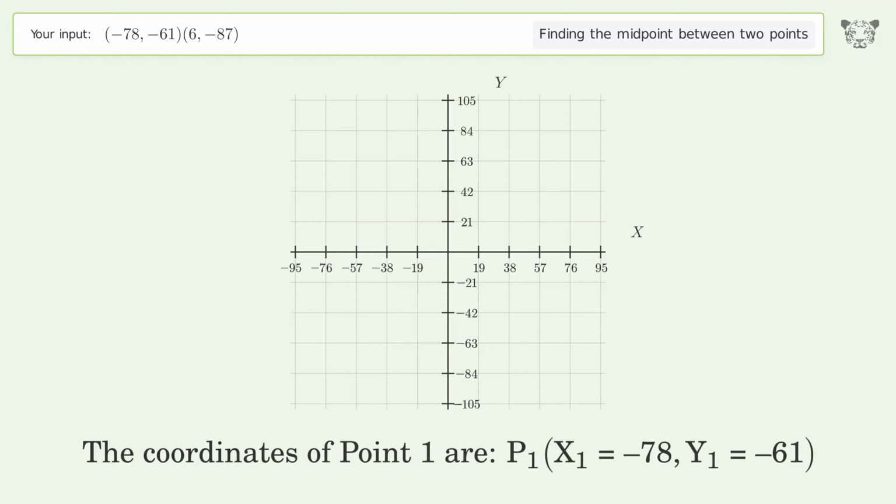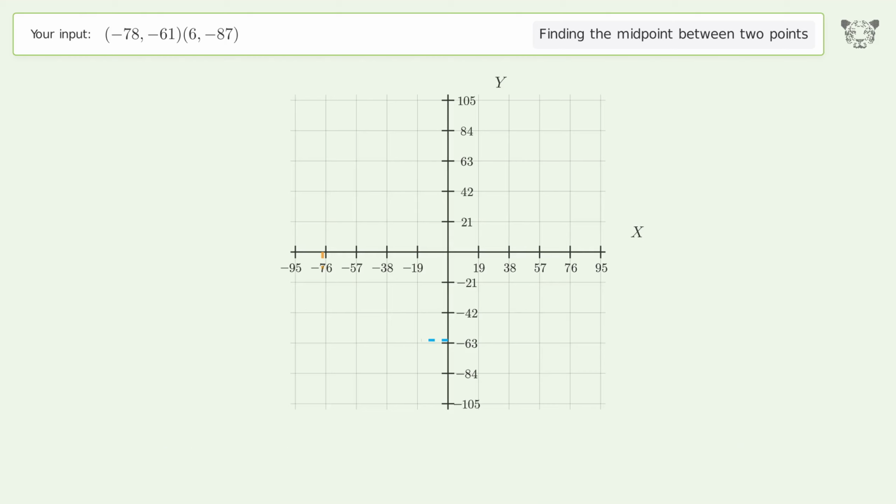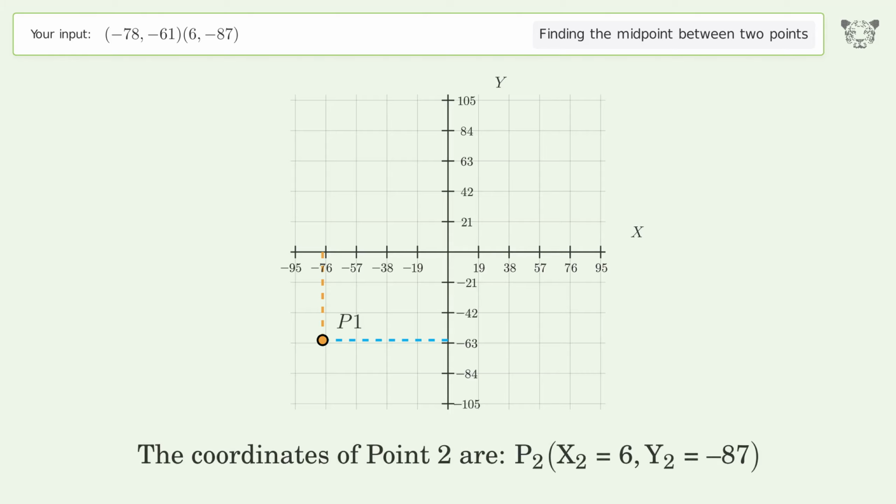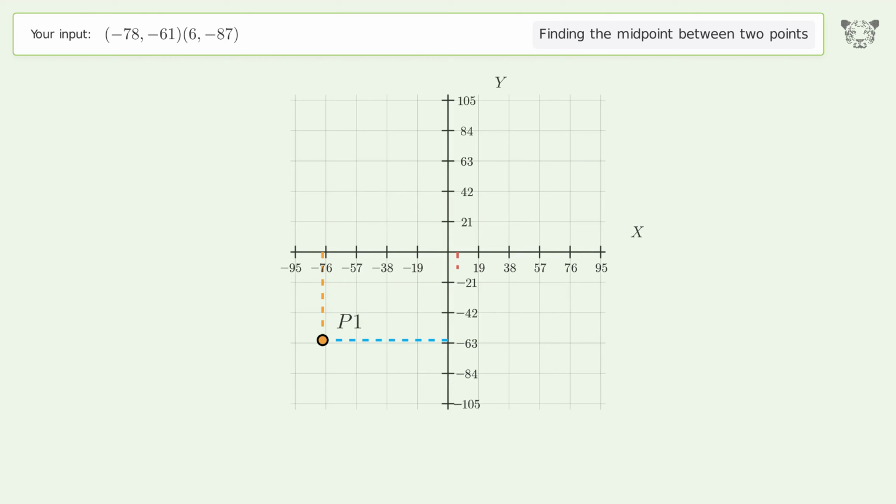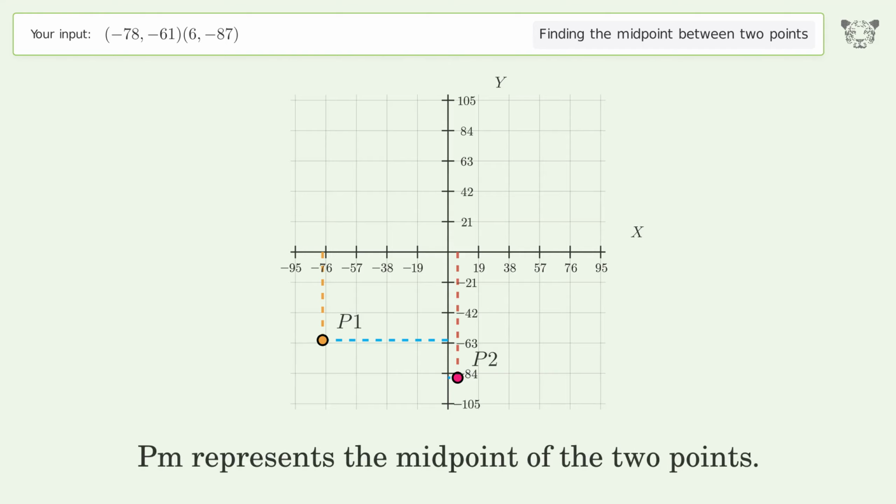The coordinates of point 1 are, x1 equals -78, y1 equals -61. The coordinates of point 2 are, x2 equals 6, y2 equals -87. PM represents the midpoint of the 2 points.